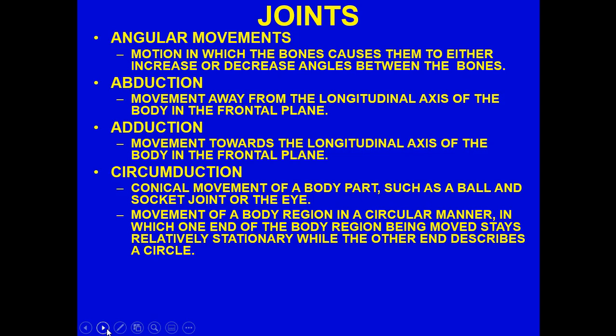Circumduction is a little bit different. It's a conical movement of the body part, such as with a ball and socket joint or the eye. So you're rotating your arm, with the wrist being able to move freely in a conical shape, and all of the movement really is at the shoulder joint. It's the movement of a body region in a circular manner, in which one end of the body region being moved stays relatively stationary, while the other basically describes a circle.